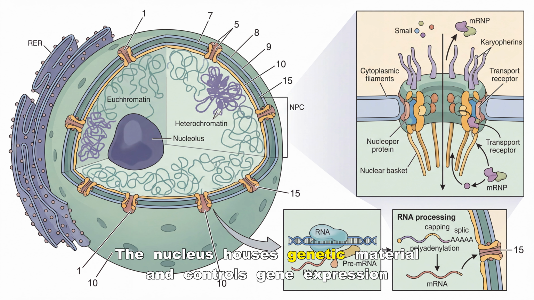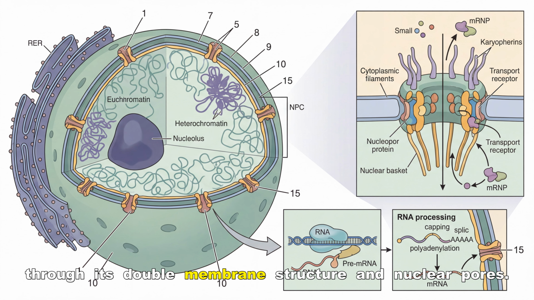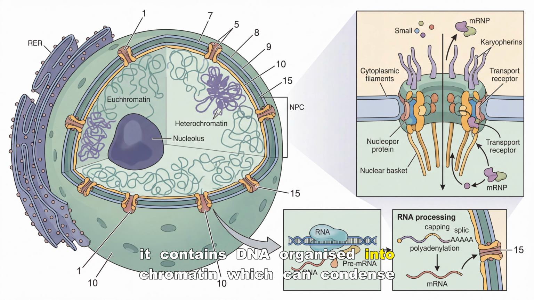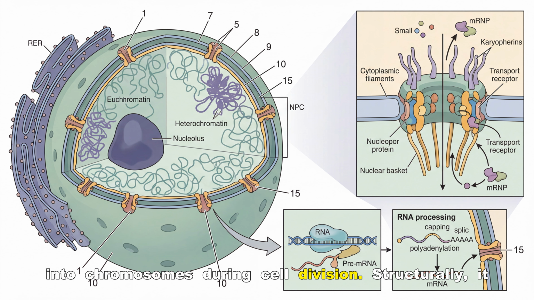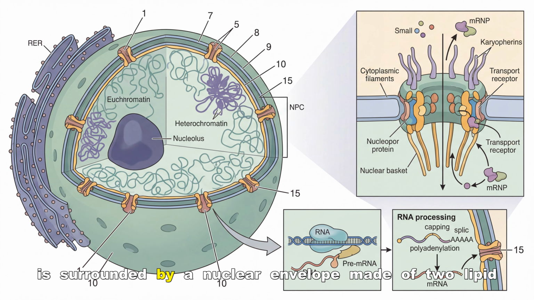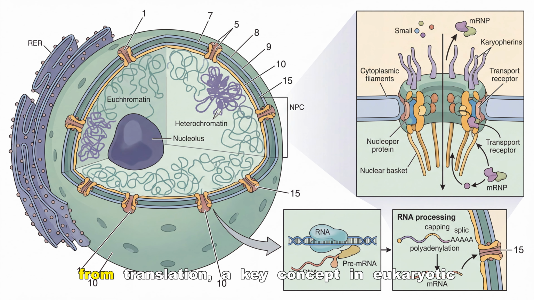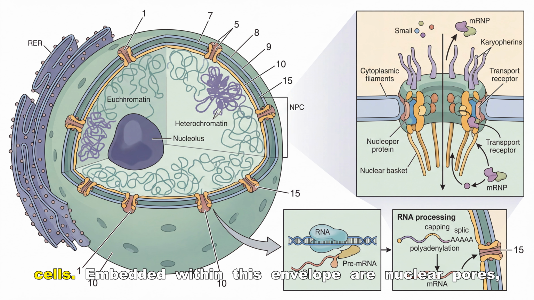The nucleus houses genetic material and controls gene expression through its double membrane structure and nuclear pores. The nucleus is often described as the control center of the cell because it contains DNA organized into chromatin, which can condense into chromosomes during cell division. Structurally, it is surrounded by a nuclear envelope made of two lipid bilayers, creating a barrier that separates transcription from translation, a key concept in eukaryotic cells.